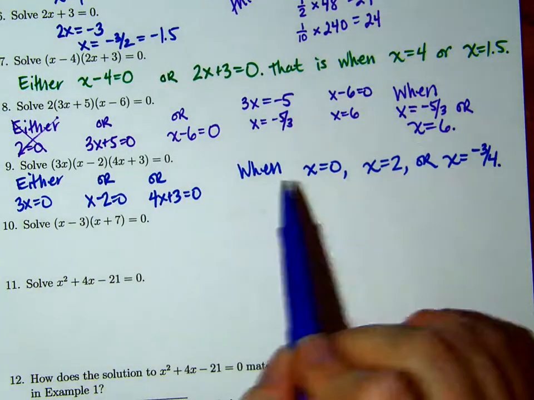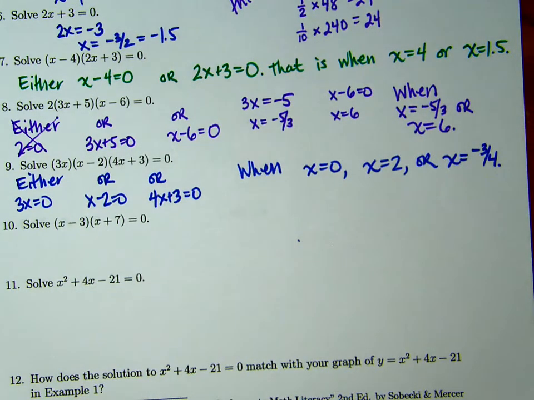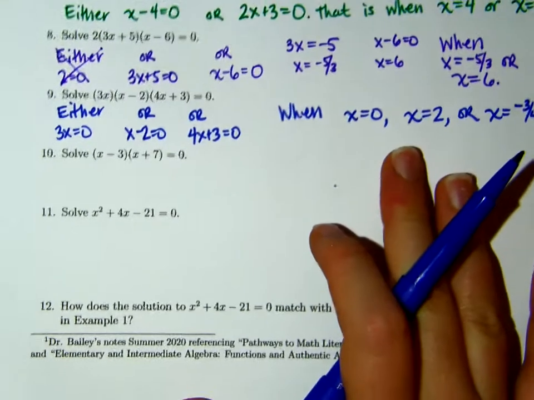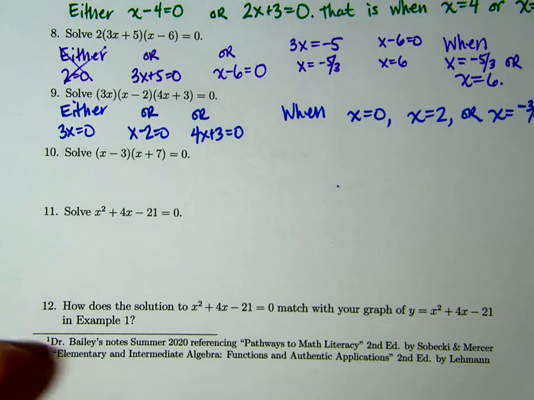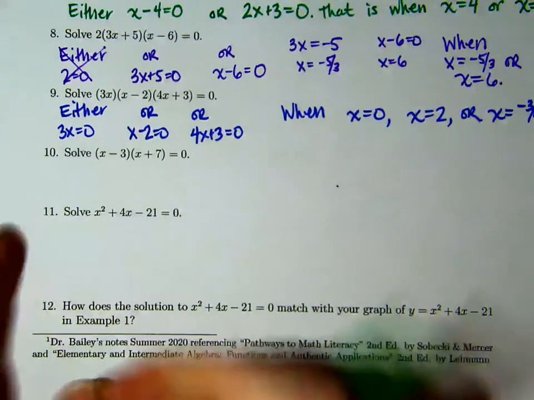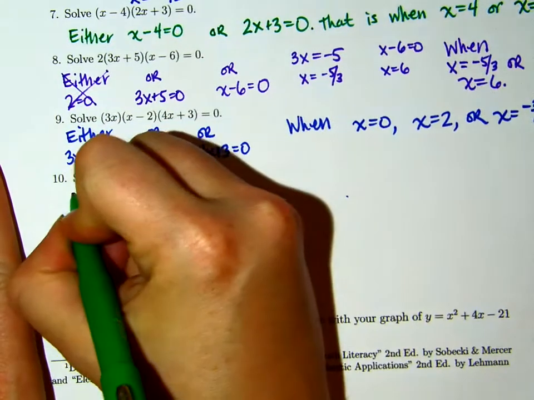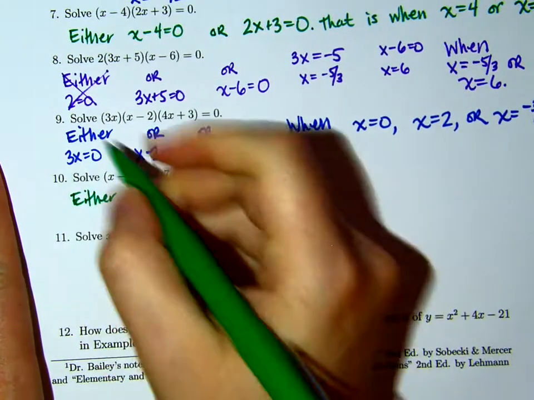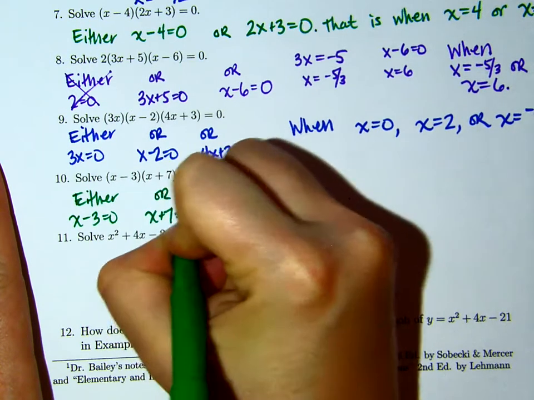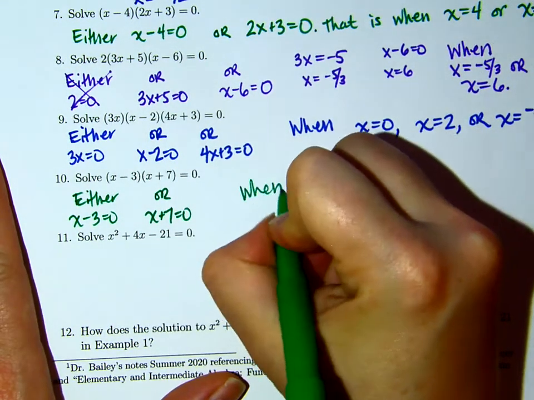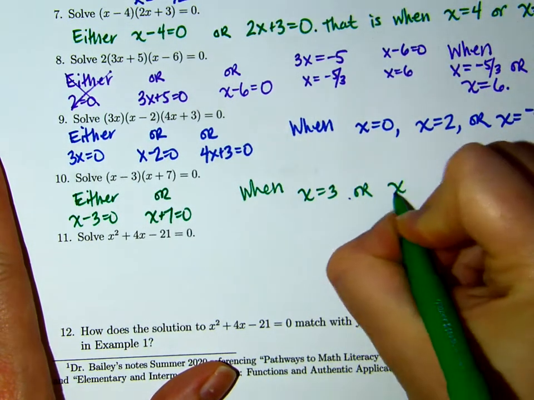Yes, so this one actually had 3 possible outcomes in terms of x values that would make that happen. Okay, let's look at number 10. I see 2 factors, so only 2 possible outcomes here. So this happens when at least one factor must be 0, when either x minus 3 equals 0 or x plus 7 equals 0. And that is when x equals 3 or x equals negative 7.